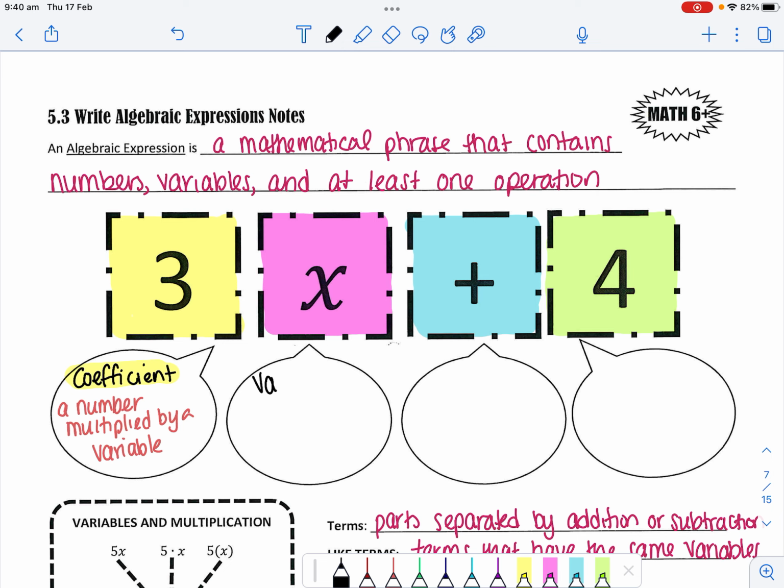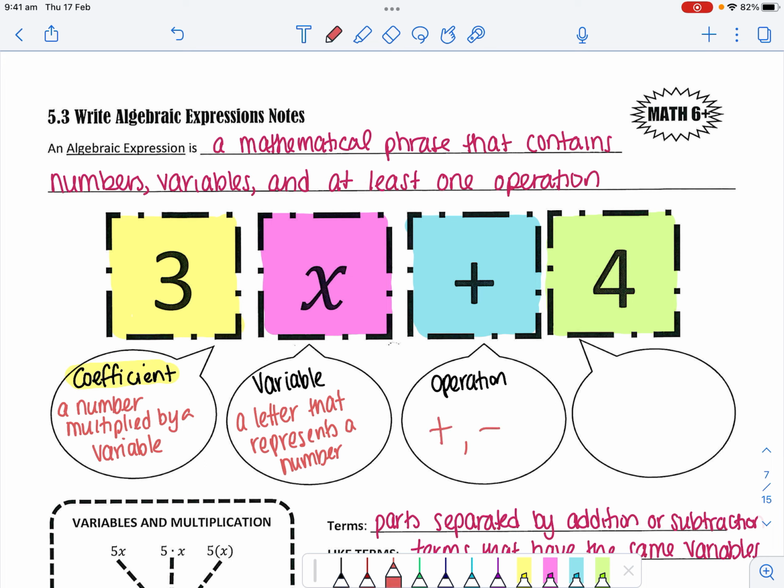The x here is the variable, and a variable is a letter that represents a number. So the variable is going to be next to the coefficient. It's going to be directly next to it. We're going to understand that that's multiplication, and that x represents a number that we don't currently know. A plus sign is obviously an operation. We are going to be focusing on plus and minus in this situation.